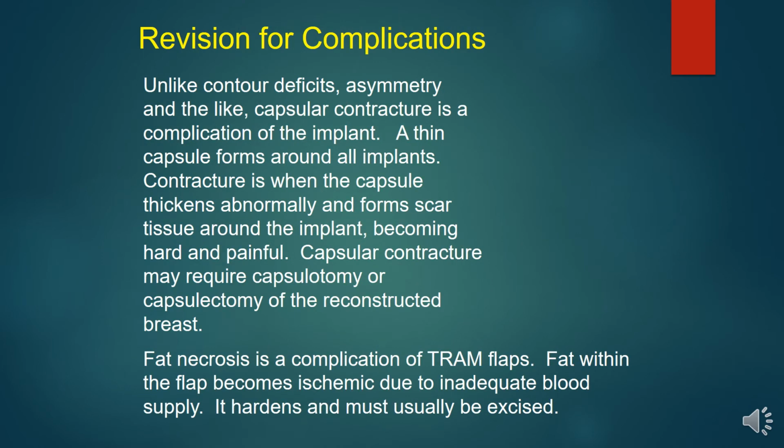Unlike contour deficit and asymmetry, capsular contracture is a complication of the implant. A thin capsule forms around all implants, and a contracture is when the capsule thickens abnormally to form scar tissue around the implant, becoming hard and painful. Capsular contracture may require capsulotomy or capsulectomy of the reconstructed breast.